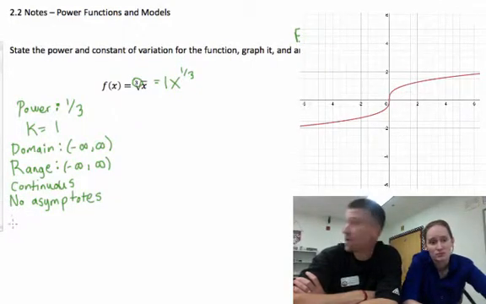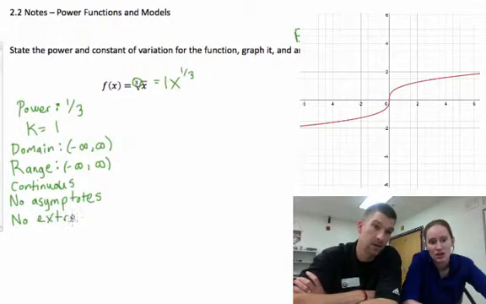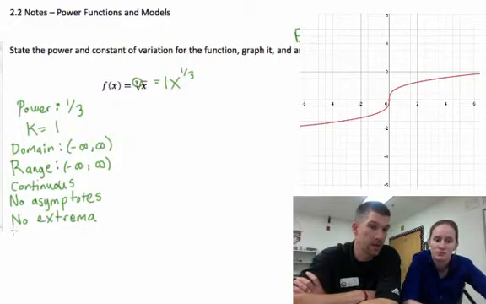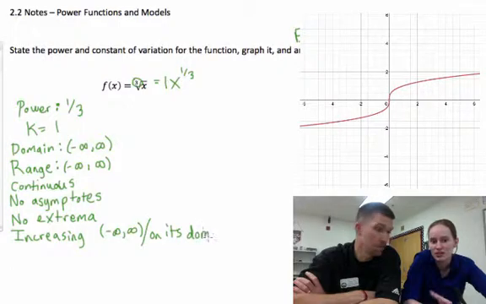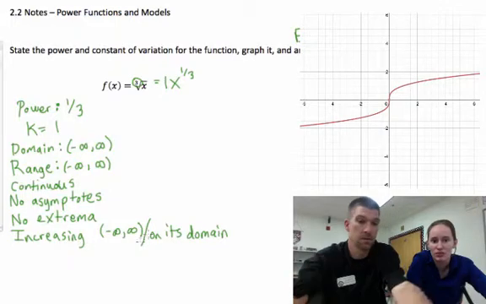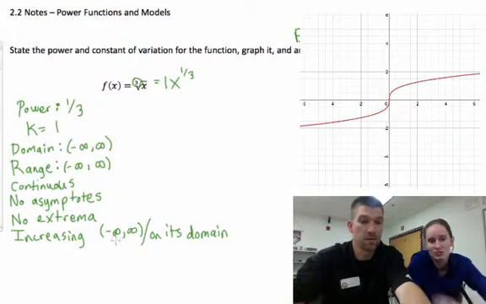How about we find extrema? Do we have any peaks or valleys? Nope, no extrema that I see. How about increasing, decreasing, or constant? I think it's increasing from -infinity to +infinity. You're absolutely right. It goes up the whole time that we're drawing it. We could write this one in 2 ways. You could say increasing from -infinity to +infinity, which is a correct way of saying it. Or you could say it's increasing on its domain, because its domain is -infinity to +infinity and it's increasing the whole time. So one of those two.